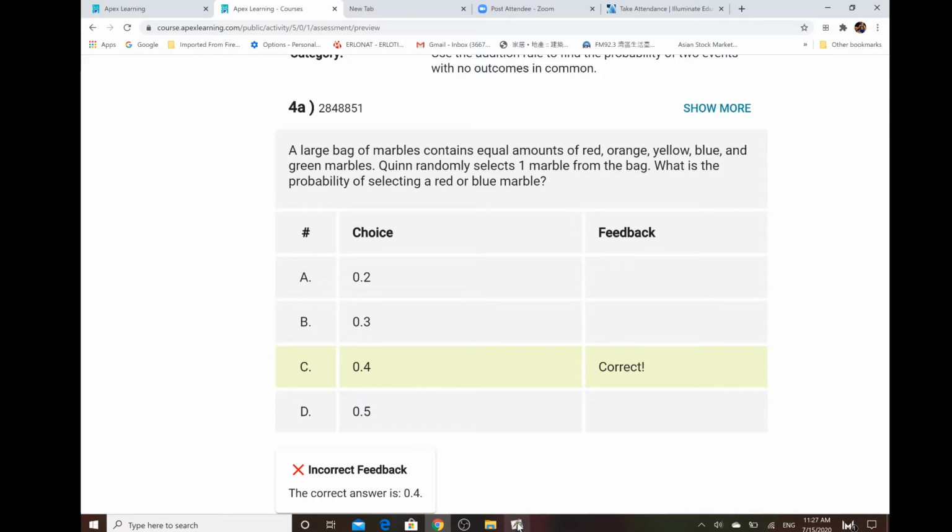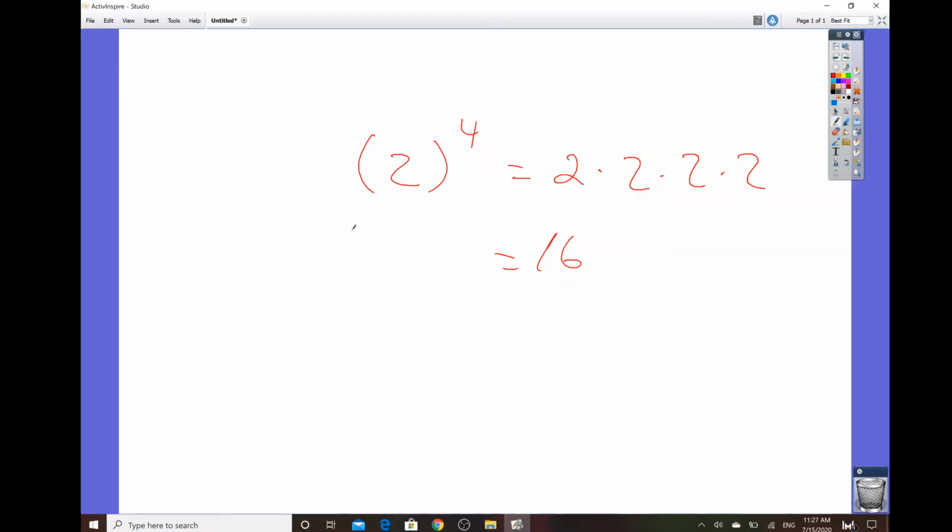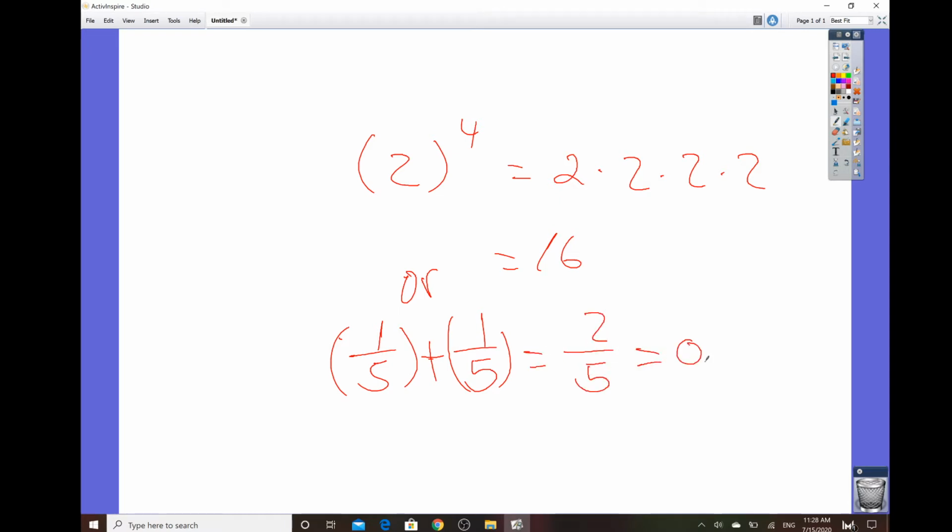So the way that you want to do it is like this. Since we have 5 different colors, selecting the red is 1 out of 5, and then selecting the other color is 1 out of 5 again. But instead of multiplying, because the keyword is "or," that means we're doing addition, so it's 2/5, which is 0.4.